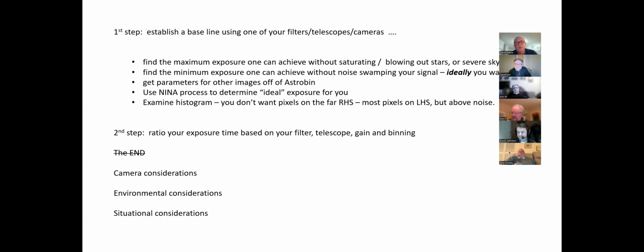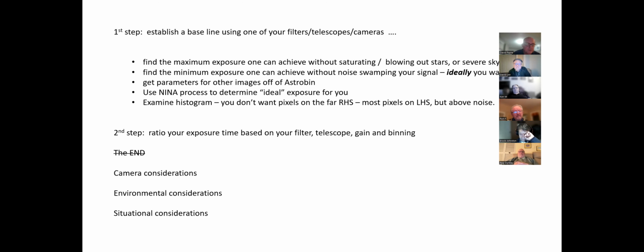What really matters at the end of the day is your total exposure time. Now you can take too short an exposure, and that won't be ideal. You can take too few exposures, and that won't be ideal. But as long as you're in the ballpark, you'll be fine.